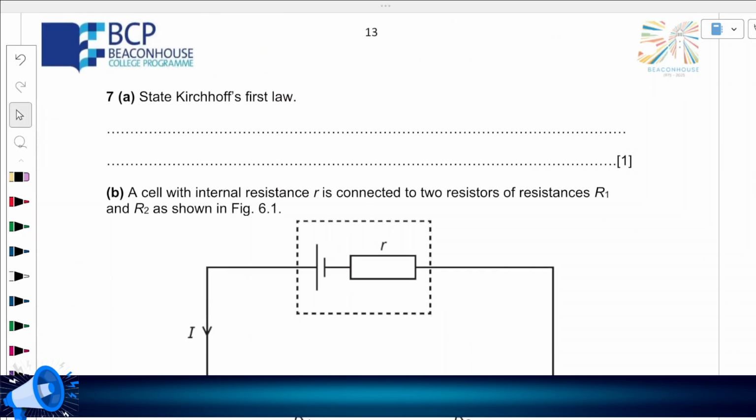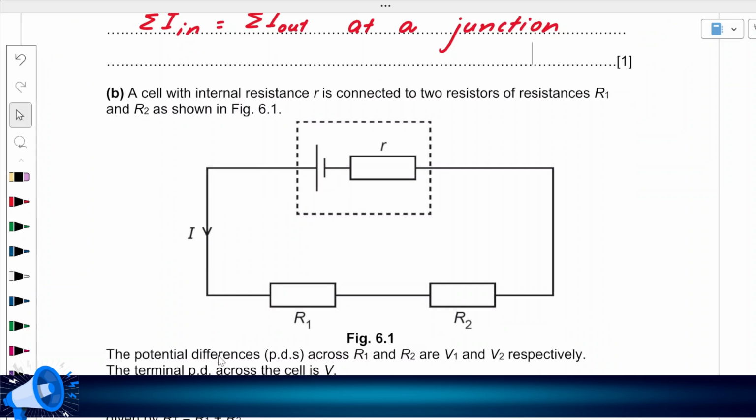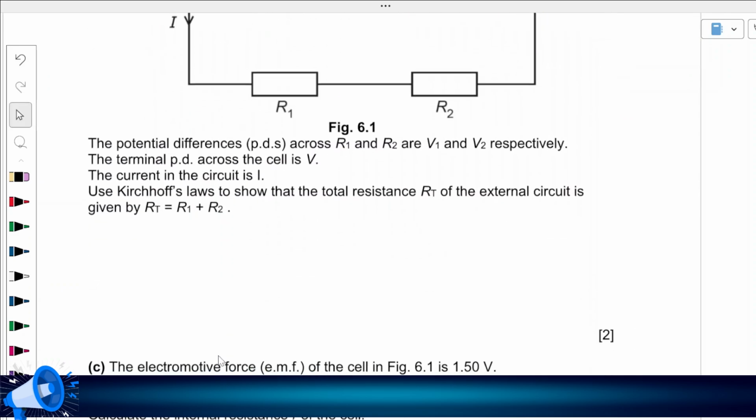Okay, state what is meant by Kirchhoff's first law. You can write in description, the sum of currents entering a junction or a point is equal to the sum of currents exiting or leaving the junction. Now this is the next question that we have.